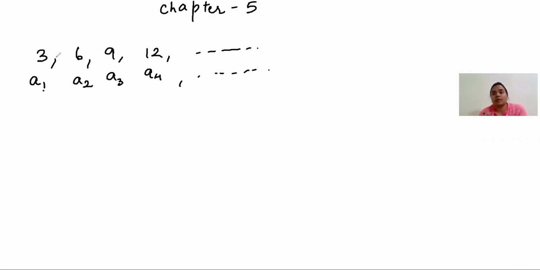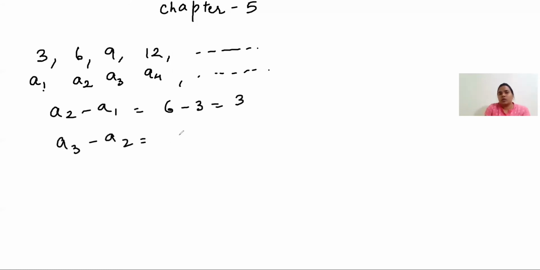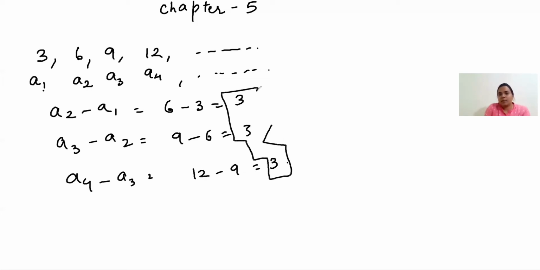So how do we check whether a series is an AP or not? We do A2 minus A1. In this case, it is 6 minus 3, that is 3. Then we do A3 minus A2, that is 9 minus 6, that is 3. We do A4 minus A3, that is 12 minus 9, that is 3. So this difference is the same in all the cases. So we can say that this series is in AP.